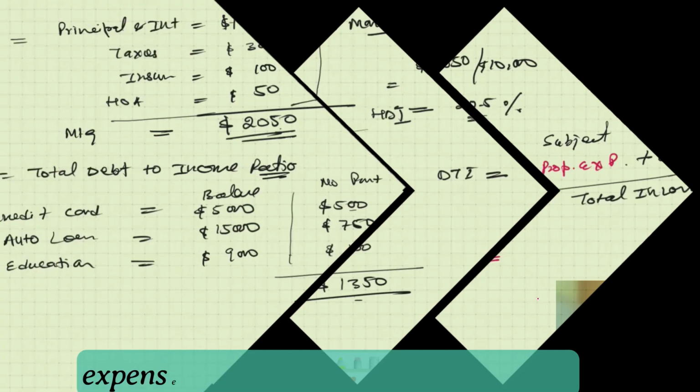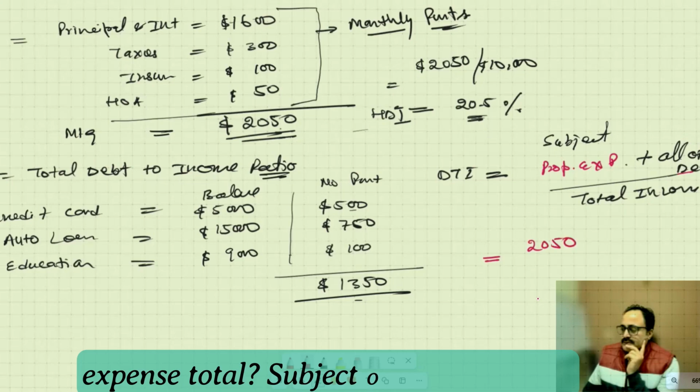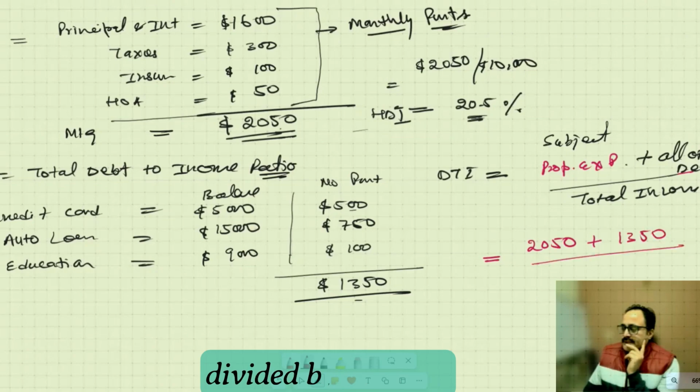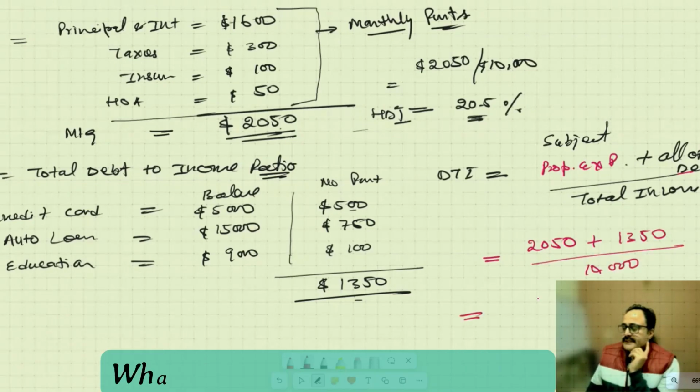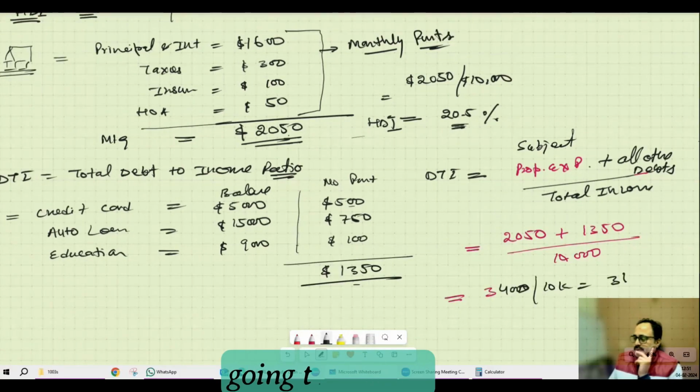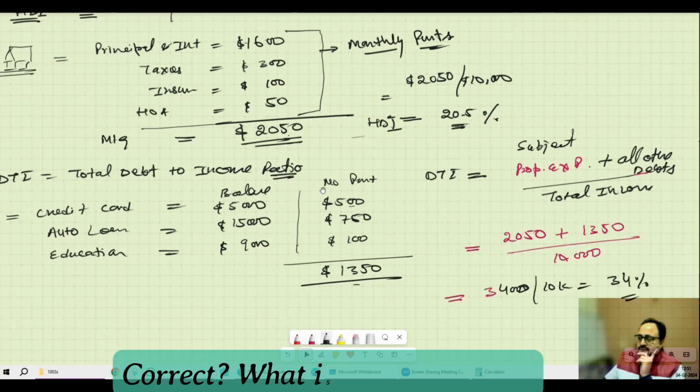Property expense, total subject property, 3,400, sir. 2050 plus all other expenses, 1350. 3,400 divided by 10,000. What is our DTI? 34 divided by 10,000. It is going to be 34%. Correct? So what are our ratios?